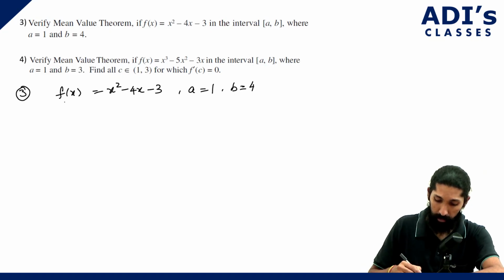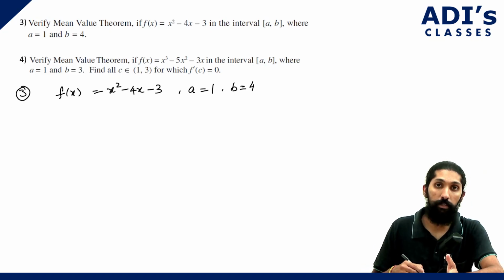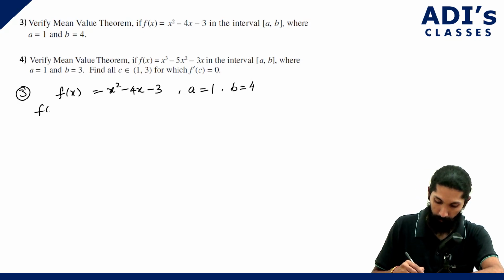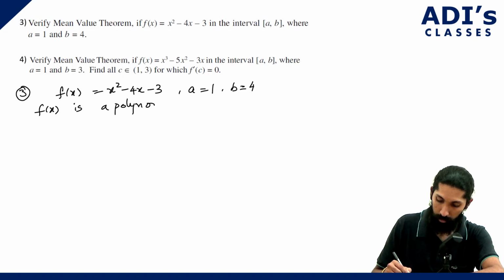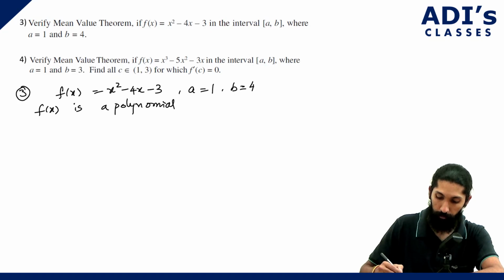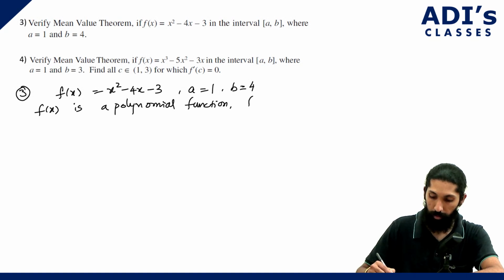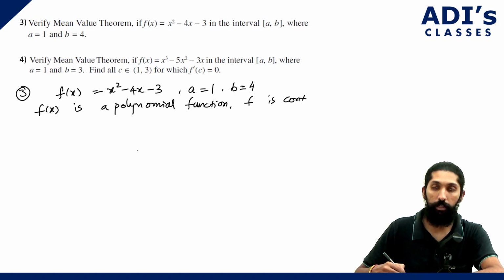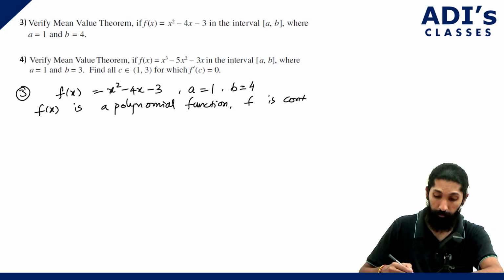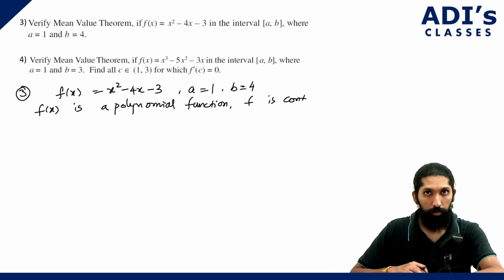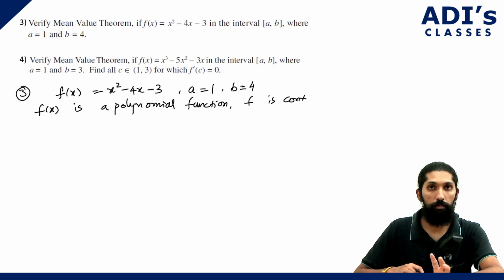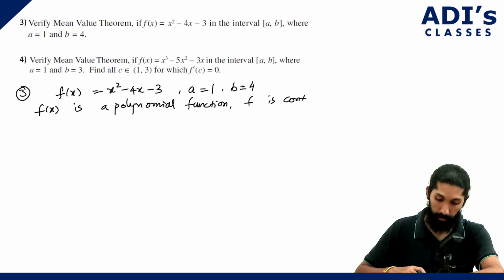The very first part is that it is continuous. Yes, it is continuous because it's a polynomial function, correct? So f of x is a polynomial function, so f is continuous. It's also differentiable, because if you differentiate, you get 2x minus 4, which is again a differentiable function, correct?